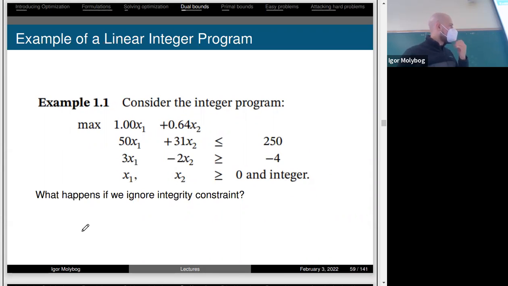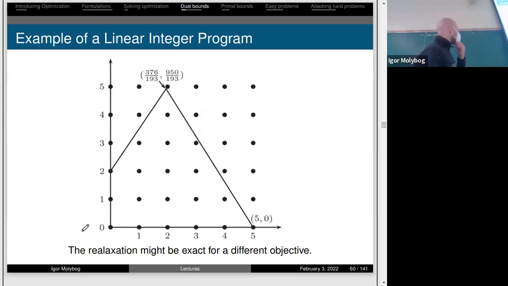So consider the integer program. We would like to maximize a very simple function of two variables, subject to two linear constraints, and subject to the constraint that the two variables are actually integer. What happens if we ignore the integrality constraint? Well, I will remind you that during our solution of this problem, this point was the optimal one, and this point gives us some value of the objective function that is going to be the upper bound for our integer program.